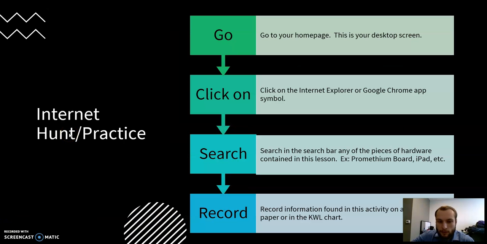So from here, we're going to go into a little internet hunt. This will help you practice using the internet a little bit. You're going to go to your home page like you just did, and then you're going to click on either the Internet or Internet Explorer or Google Chrome app symbol, and that'll take you to either one of those. And then I want you to search in the search bar for any of the hardware that we talked about in the lesson. So it could be Promethean board, active board, computers, etc. And then I want you to record any information you found either on a piece of paper, or you can put it in the Learn section of the KWL chart.